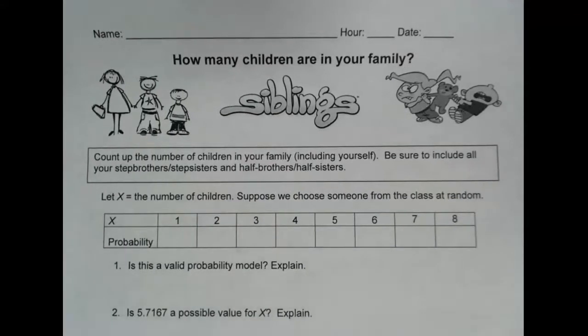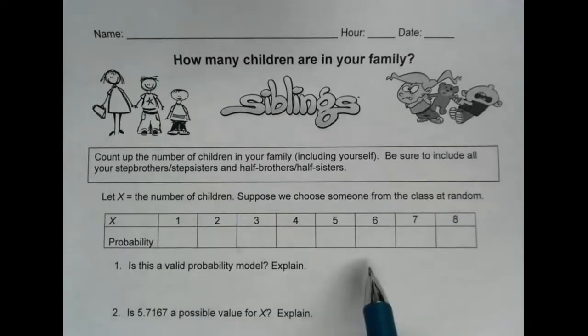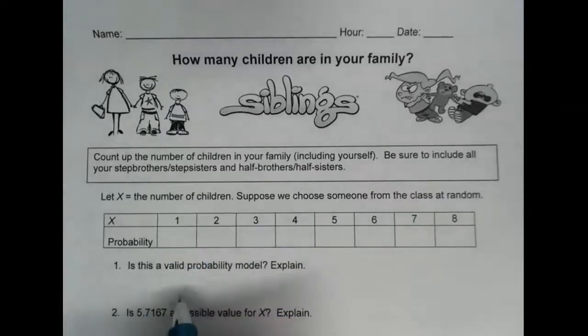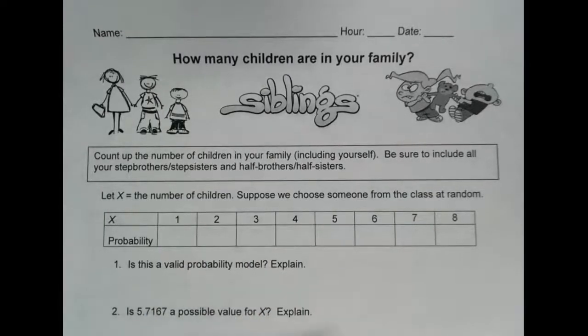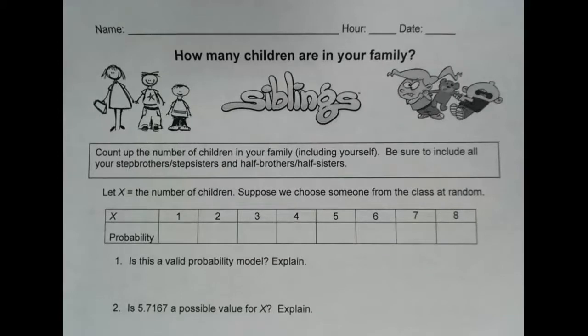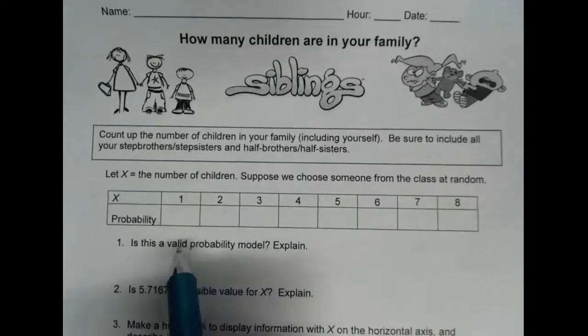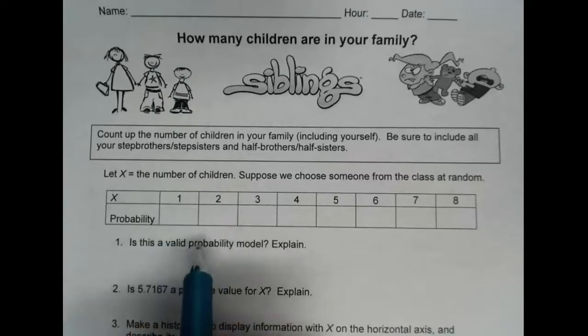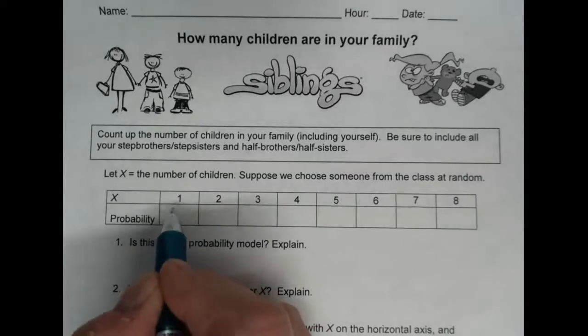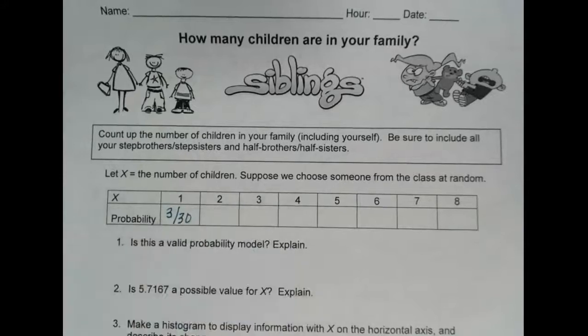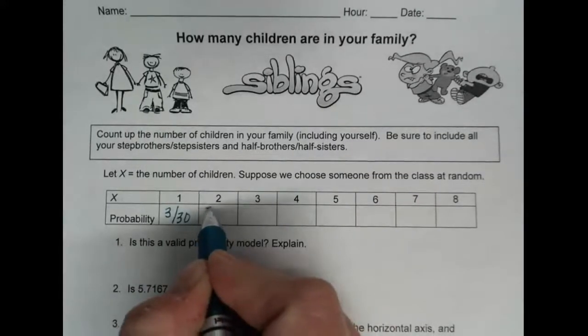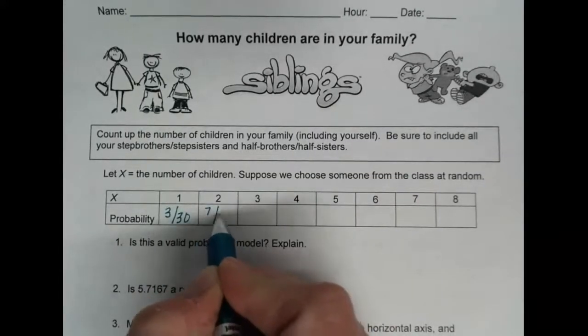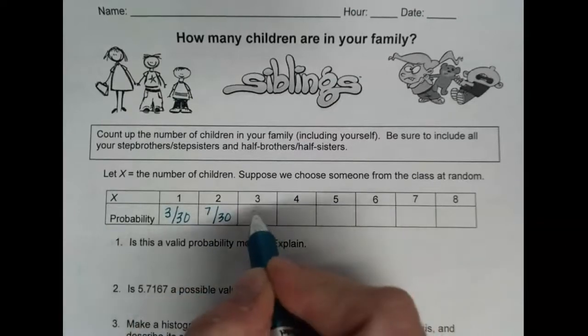Alright, so during class today, I took a survey to find out how many siblings our classmates had. So we're going to make a probability model, and to be valid, which is going to help you answer the first one, all of our probabilities must be between 0 and 1. So I don't want to just write the number of people who had one sibling. I want to write them out of the total number of people. So there were 3 people who had one sibling out of the 30 people in class. There were 7 people who had 2 siblings out of the 30 people in class.